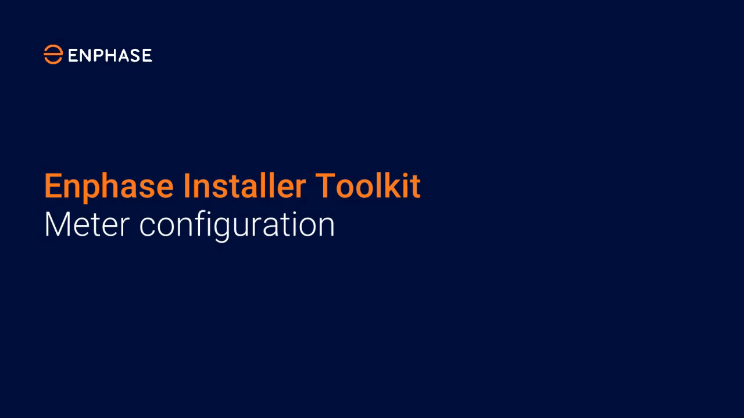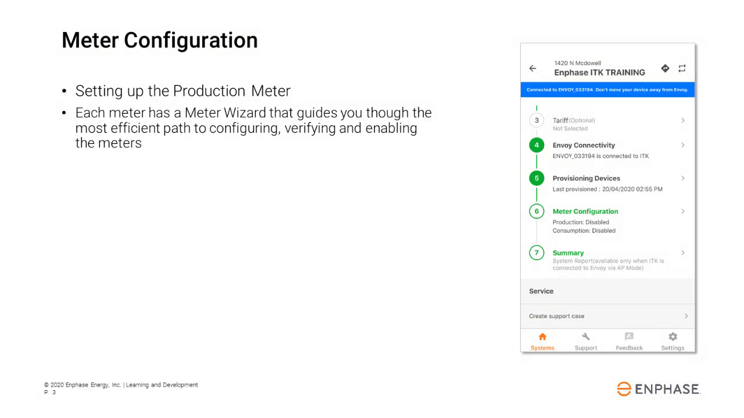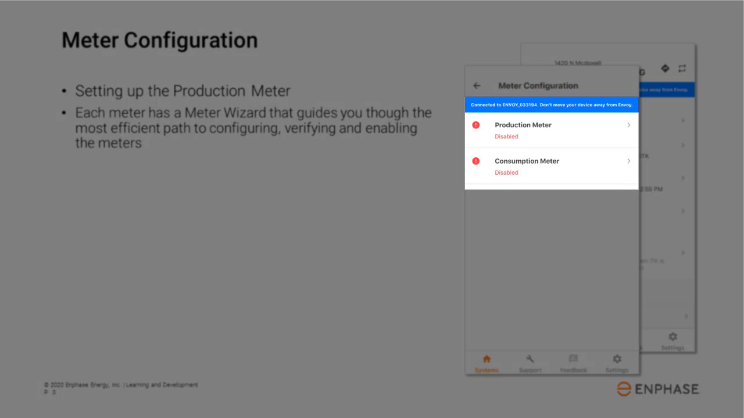In this lesson, we'll look at how to configure production and consumption meters using Installer Toolkit. Let's walk through the process for configuring the meters. You'll be able to configure for 1, 2, or 3-phase production meters and consumption meters. We can see by the icons that neither meter is enabled at this point.